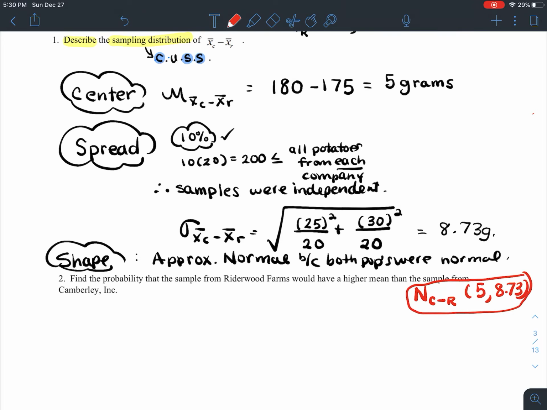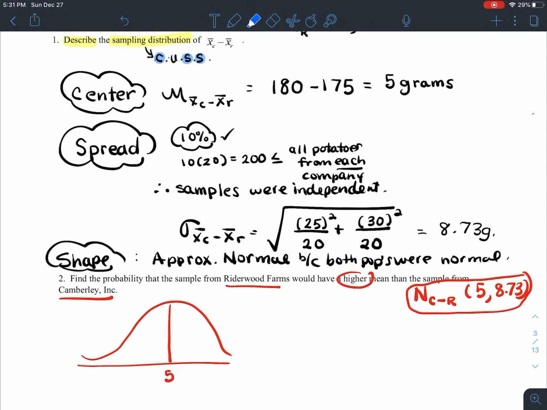This would be the information that I'm probably going to want to use to answer part 2 of this problem, which is to find the probability that the sample from Riderwood Farms would have a higher mean than the sample from Camberley. Now, let's be very careful about this. I'm going to go ahead and draw my curve. I know the average difference, and note that the difference is Camberley minus Riderwood. The average difference is 5 grams, so I'm putting that down the center.